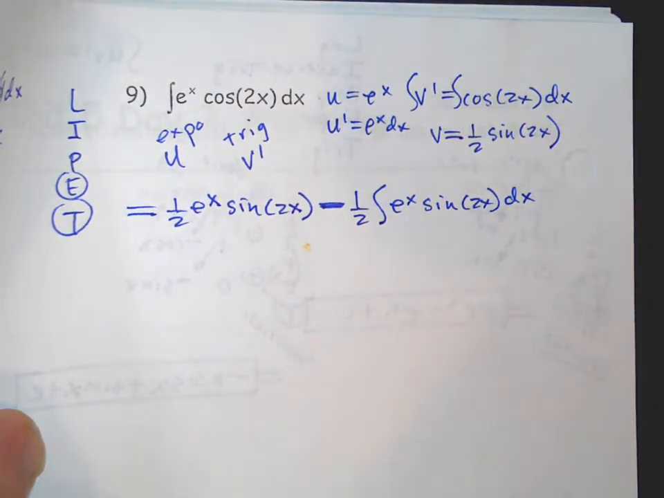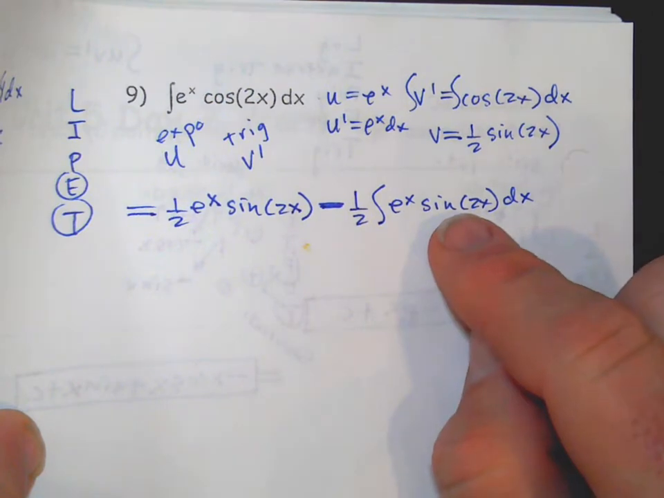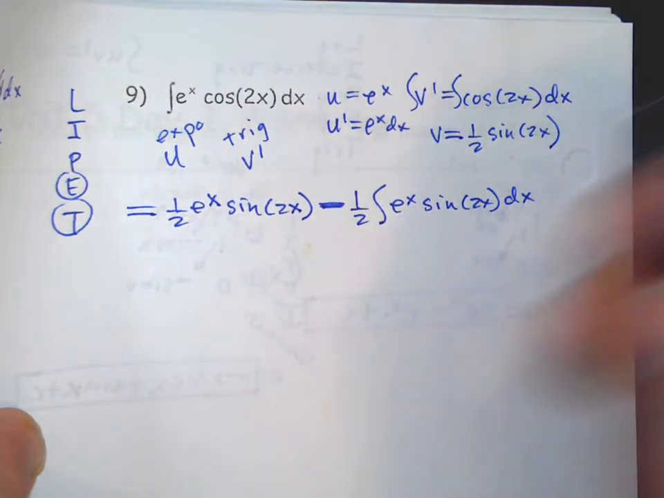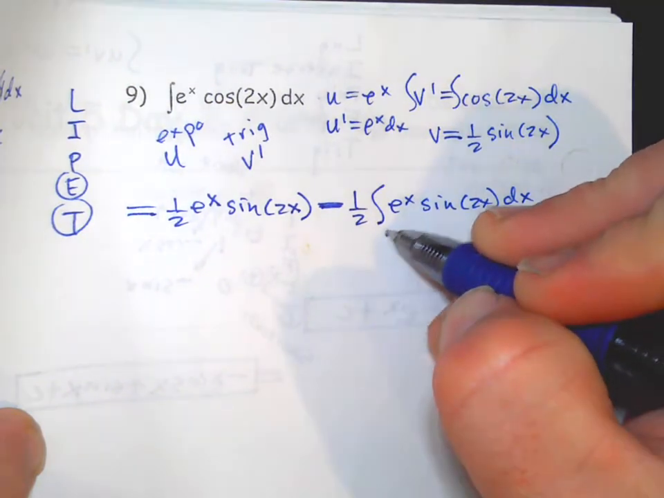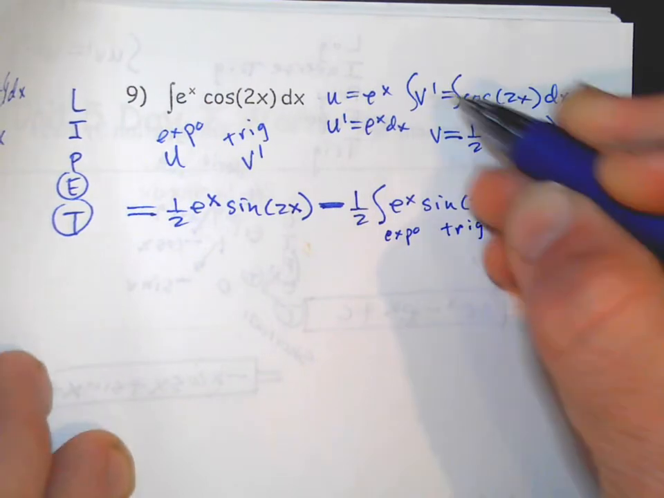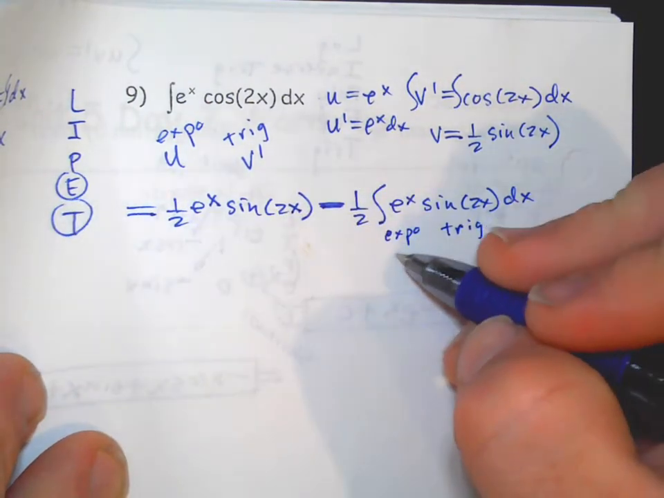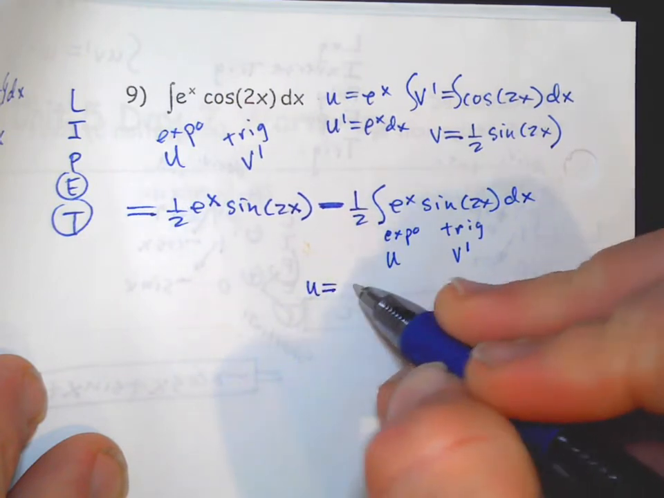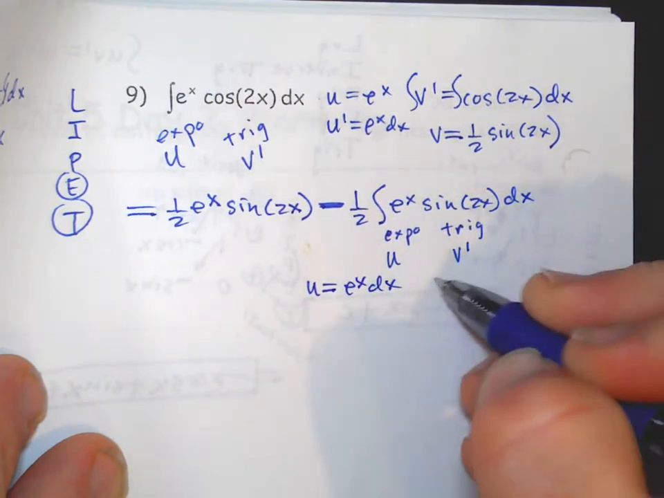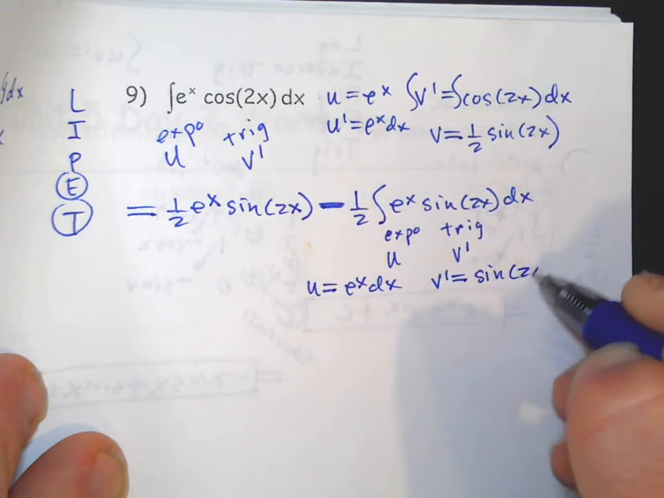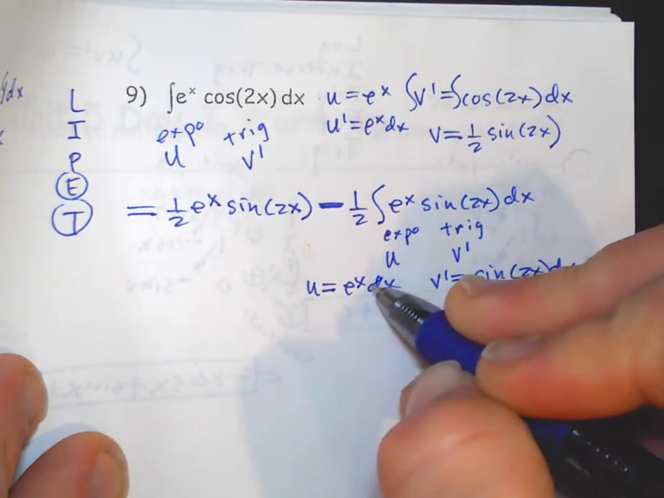Okay. Now, sometimes when we do this, we're like, well, I can't integrate this. I guess I got to do it again. All right, let's do it again. We got expo and trig. So very similar to last time: expo should be your u, the trig should be your v prime. I'm going to set up new ones. u equals e to the x, v prime equals sine 2x. I shouldn't put the dx in.